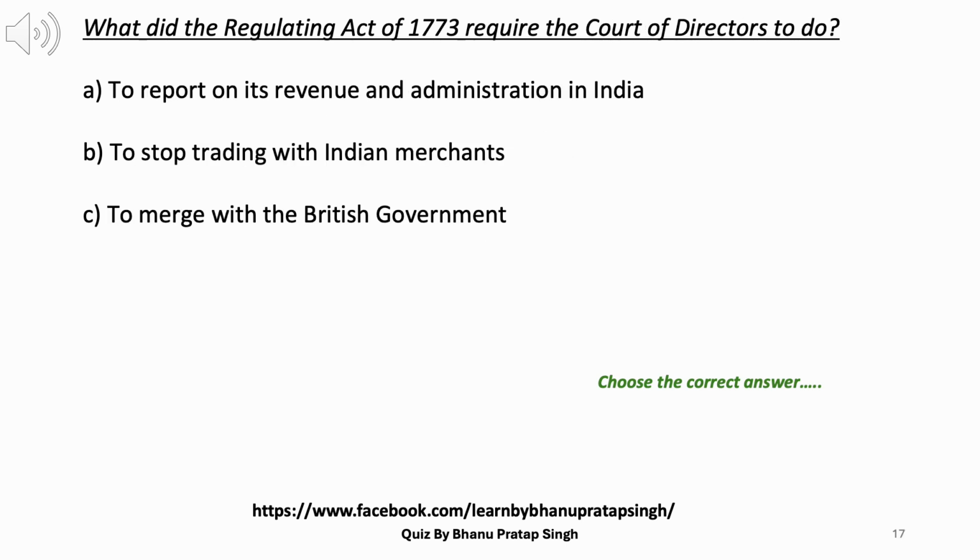17. What did the Regulating Act of 1773 require the Court of Directors to do? A. To report on its revenue and administration in India. B. To stop trading with Indian merchants. C. To merge with the British government. Answer A. To report on its revenue and administration in India.